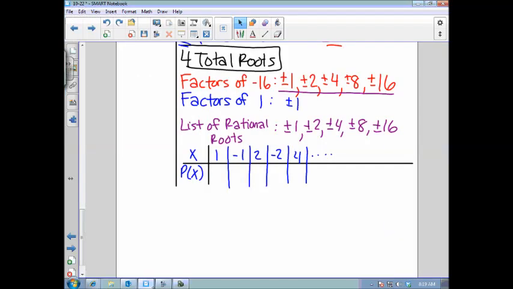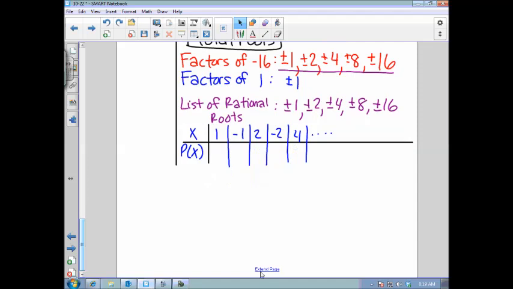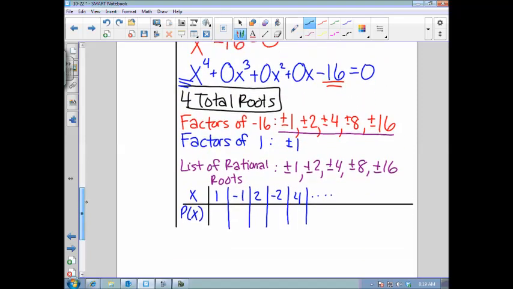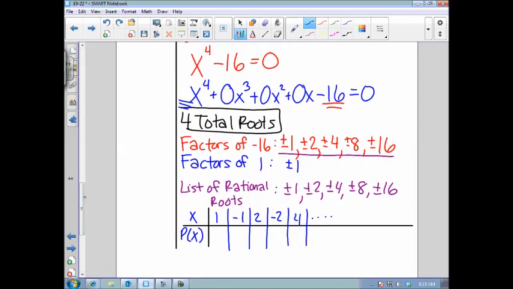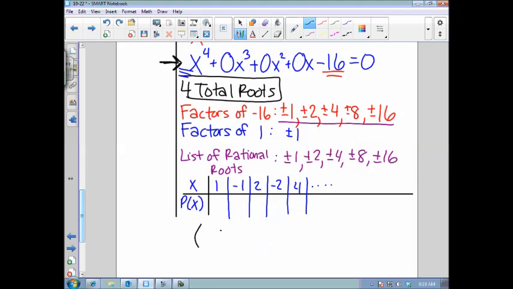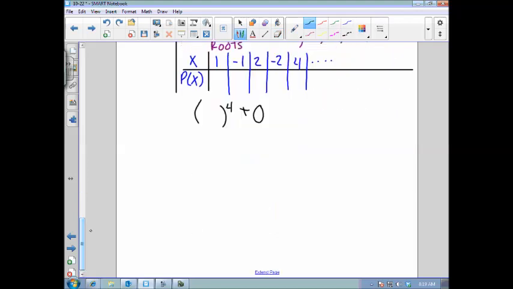Go back to your notes. And let's plug in 2. We plug it into the original polynomial, which for us, we need this one, the placeholders. So wherever there was an x, you plug in 2.